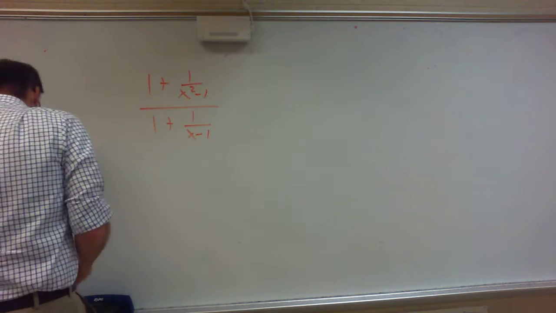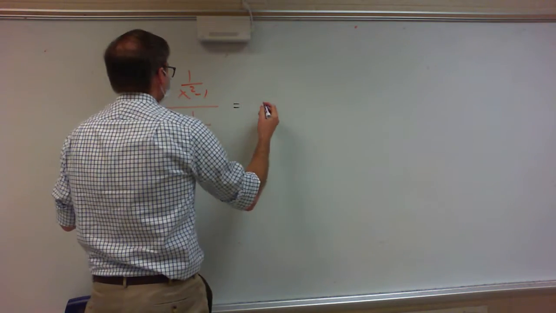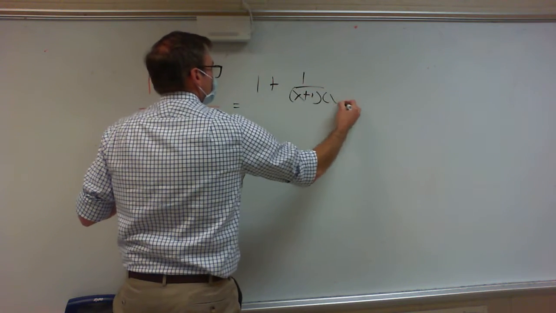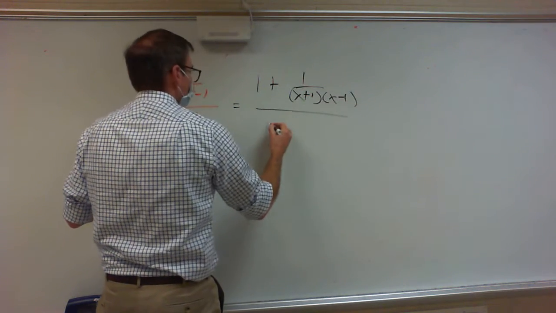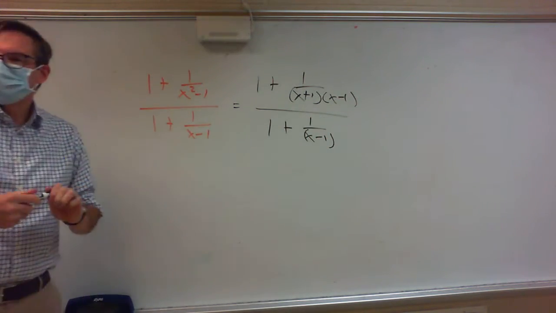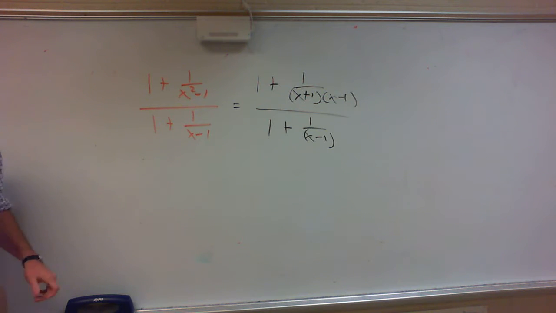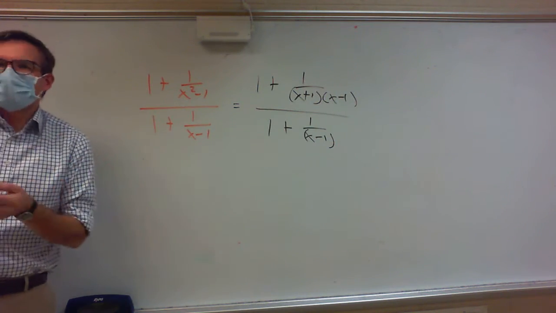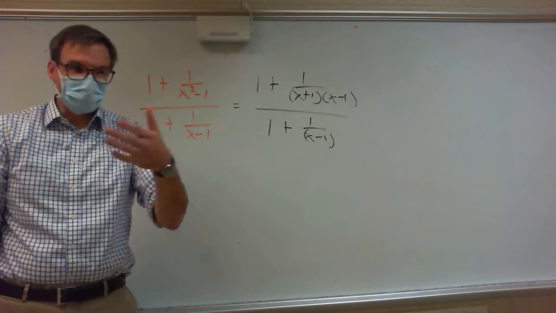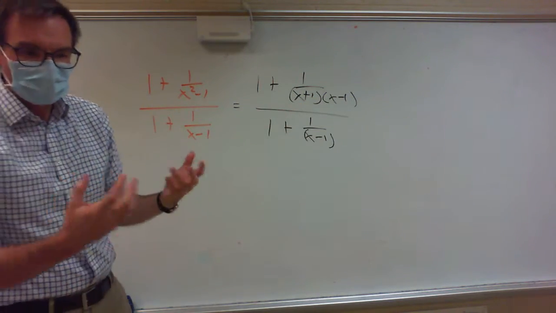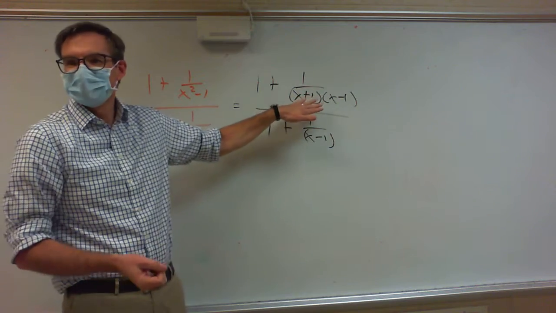All right, that's fine. So when I rewrite this, I get 1 plus 1 over (x plus 1)(x minus 1), all over 1 plus 1 over x minus 1. And you're thinking, how does that help us? I just made it worse, right? We went from this big to this big. Now, you don't like fractions, right? That's going to be a common theme for the rest of this chapter. You don't like fractions, and what makes a fraction is the denominator.